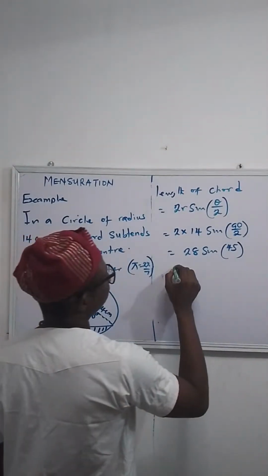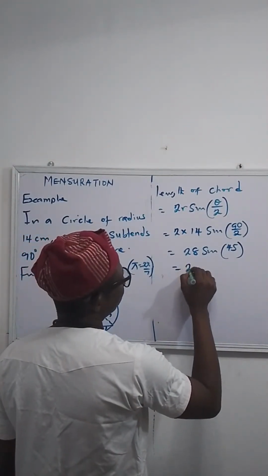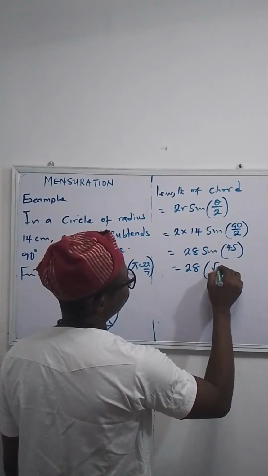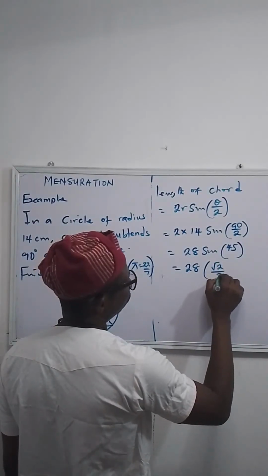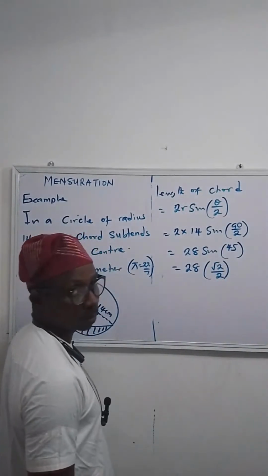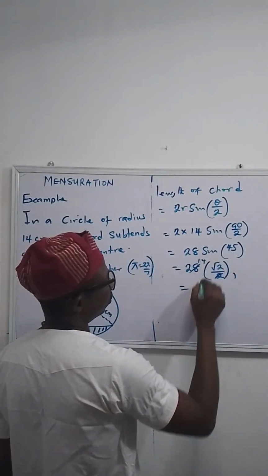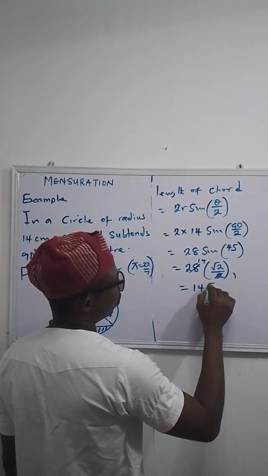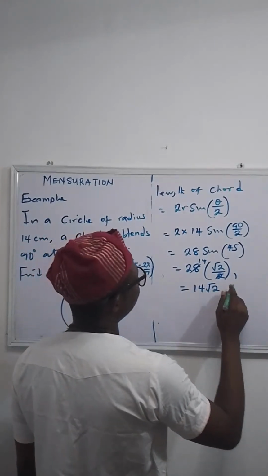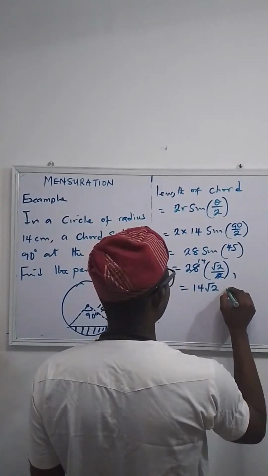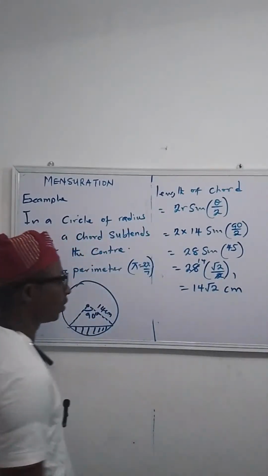So we have 28 times square root of 2 over 2. Then 2 goes here once, 2 goes here 14. So we have 14 square root of 2 in centimeter. So this is the length of the chord.